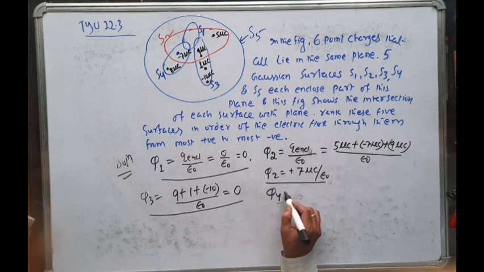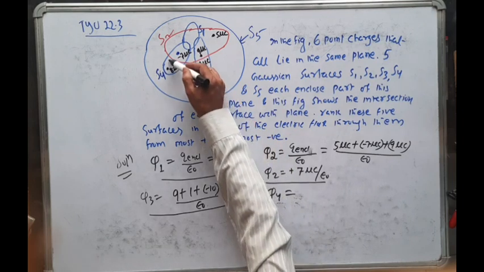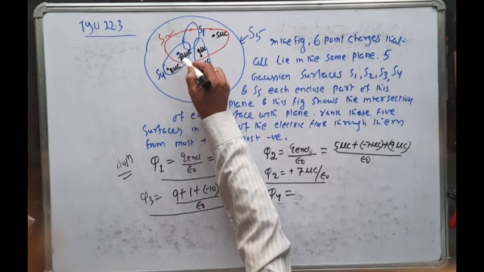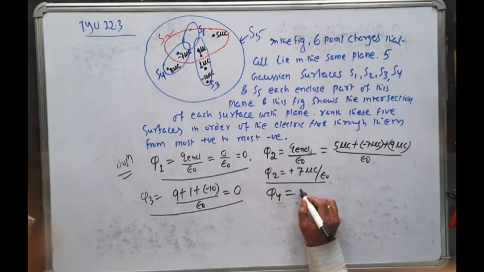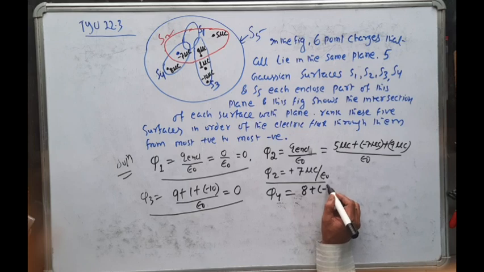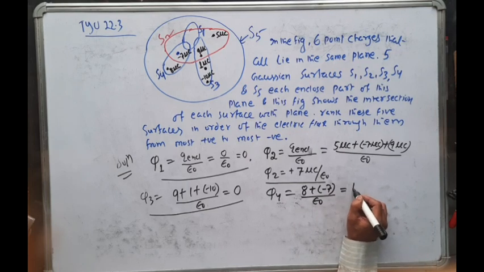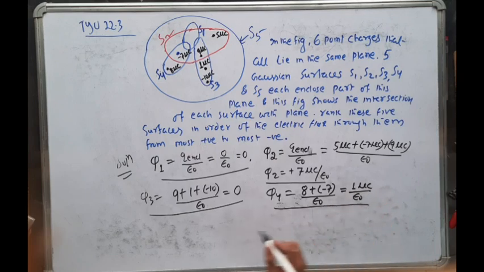Come to the flux through the fourth surface. You see, this is your fourth surface. In the fourth surface, there are only two charges, 8 microcoulomb and -7 microcoulomb. So what is the flux? Net charge divided by epsilon naught. So net charge is 8 plus -7 divided by epsilon naught, that is 1 microcoulomb divided by epsilon naught. So this is your phi 4.